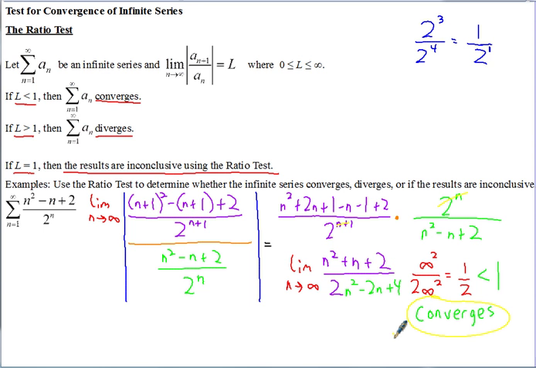Okay, let's look at another example with the ratio test. Slightly more complicated. And one of the types of problems that's oftentimes very good with a ratio test is when you have things with a factorial, with an exclamation point, which is called factorial. So let's go ahead and use the ratio test on this series.